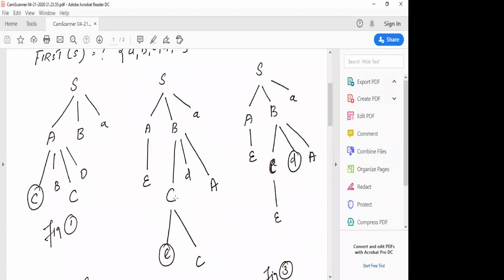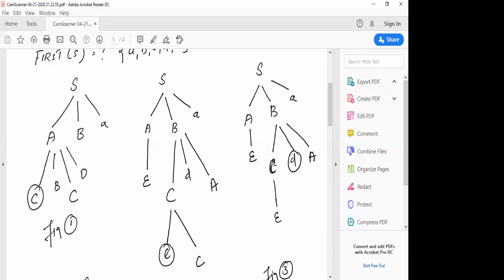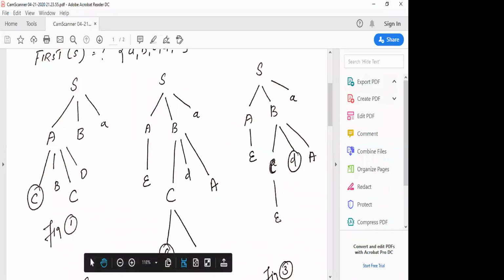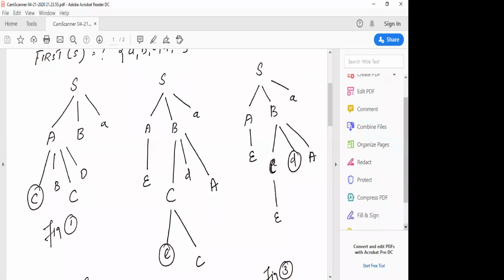Again, since C is a variable, we are exploring the alternatives of C. Again, C has two alternatives. One is EC, another one is epsilon. We have to explore both the alternatives. As per the first alternative, we have understood that E is included in the first set of S. Now move on to figure 3. Since C is replaced by epsilon, we have understood that first of S is first of B. First of B is this D. D is also included in our first set of S.